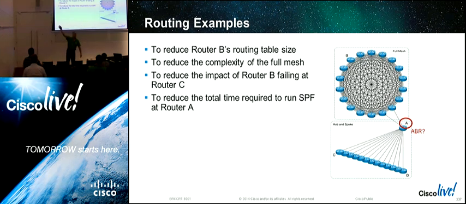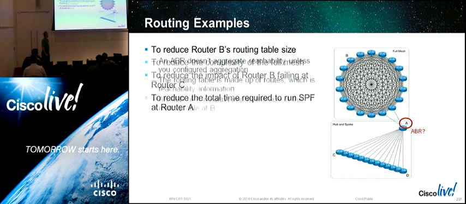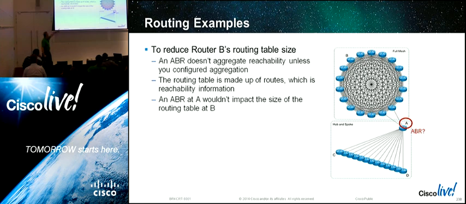So how many people think it's the impact of B on C? Does anybody think it's not that? You do. You think it's all of the above. Okay. So it is indeed that, right? Because the fact that you do an ABR there doesn't really do anything to router B's routing table size unless you specifically do summarization. But we didn't say we were doing summarization. We just said we're going to put an ABR there. So it's not going to reduce the routing table size at all, right?